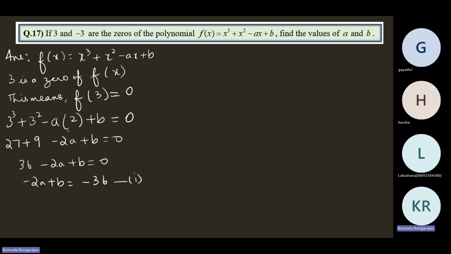Oh, this is 3, no? I wrote 2 here, sorry. This is 3. A into 3, 3a.